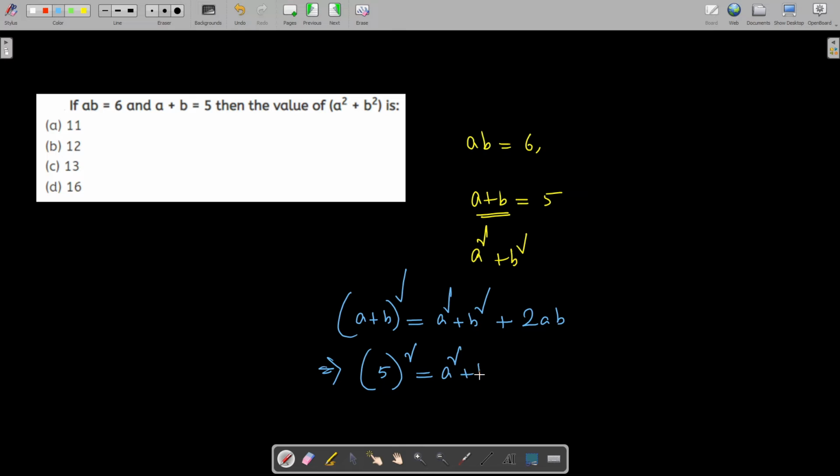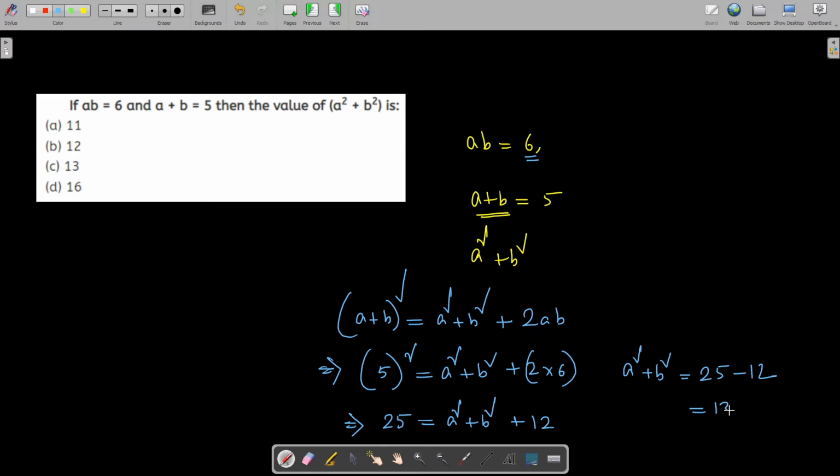Then we'll write simply a square plus b square plus 2. What's the value of ab given? That's 6. We'll just simply write 6 in place of ab. Now what will you get from here? 5 square is 25, which is equal to a square plus b square plus 2 sixes are 12. So the value of a square plus b square will be simply 25 minus 12. Answer is 13. So it's option C.